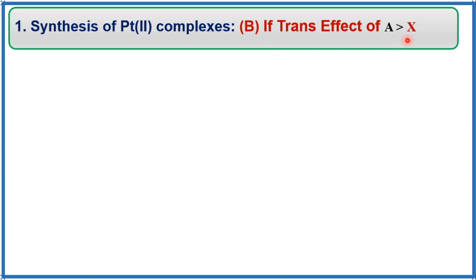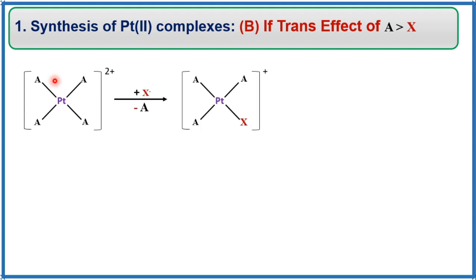Now we have discussed that X is more than A. Now we will discuss if A is more than X. In the first case we will start with PtA4 type, and we are replacing one of the A with X. As we know, A has more trans effect than X. Therefore the A which is present trans to this X cannot be replaced. Therefore one of these two A's which are cis to this X will be replaced by another X.